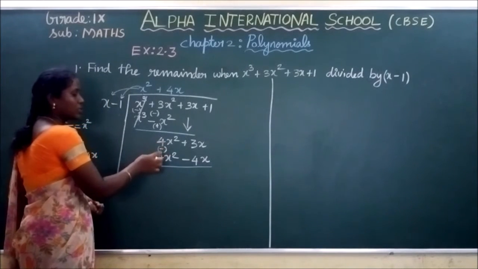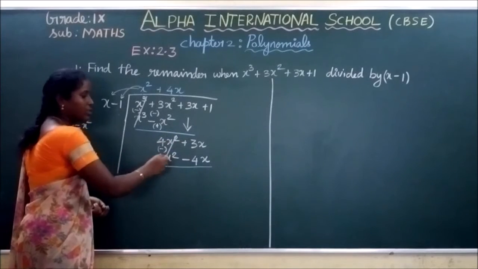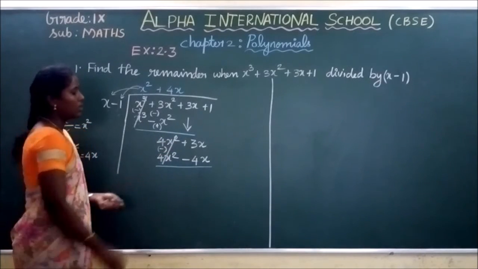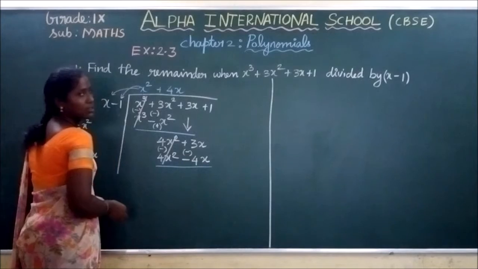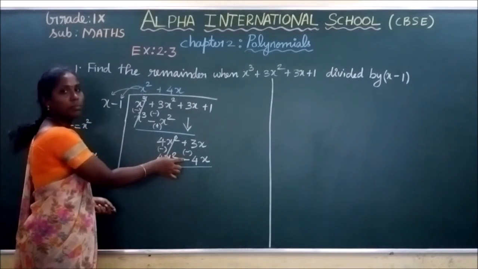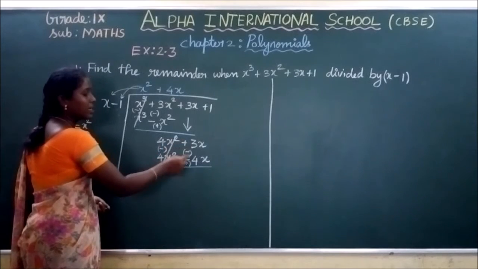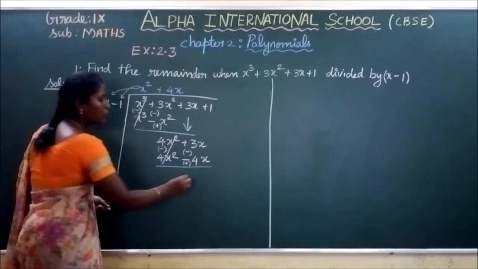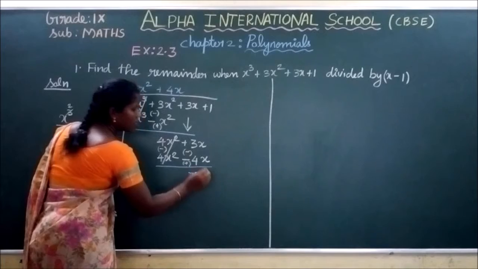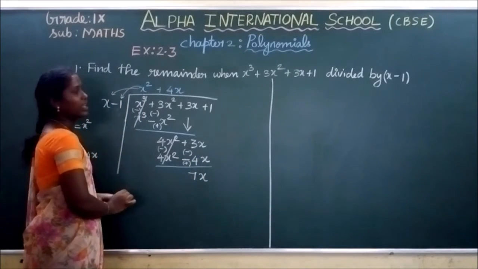If we subtract 4x square minus 4x square, the value gets cancelled, it is 0. Here minus into minus will become plus. So minus into minus will become plus, so plus 3x plus 4x. Plus 3x plus 4x is 7x. We got the remainder here as 7x.